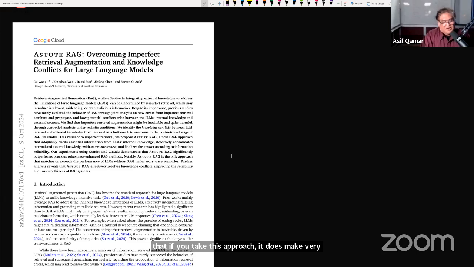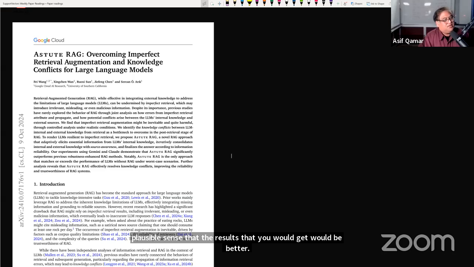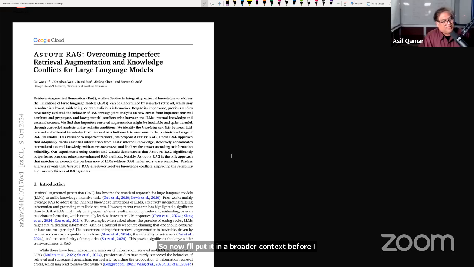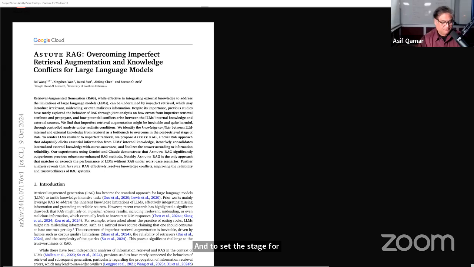So now, I'll put it in a broader context before I continue. Is there anybody in the audience who does not know what RAG, Retrieval Augmented Generation, is? Since we all do know what RAG is, I will hasten my way through a very quick sketch of RAG, just for better recollection, and to set the stage for this paper reading. So when we do RAG, typically, in a very simplified or baseline RAG, obviously RAG gets fairly complicated. The more we do it, the more complicated it gets.